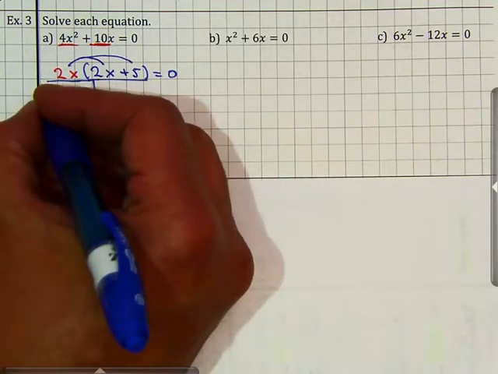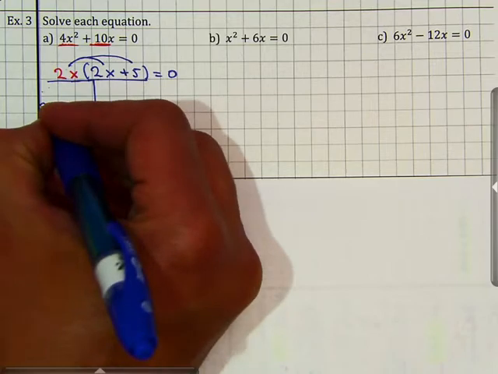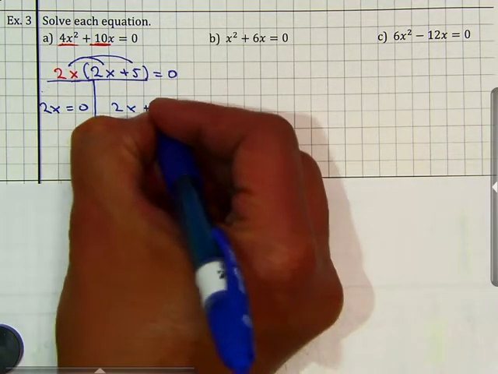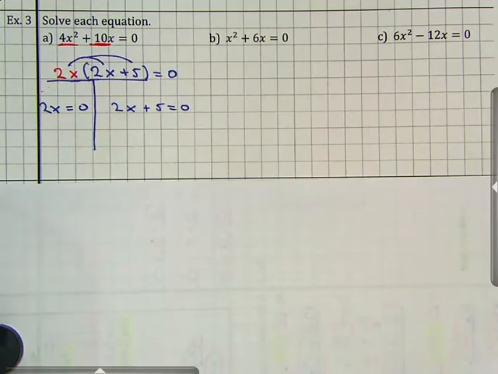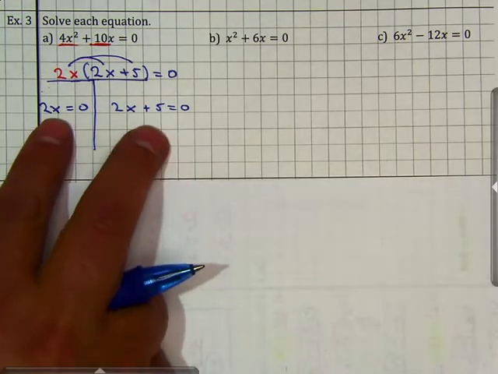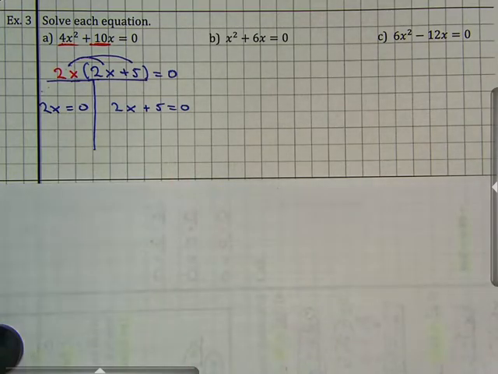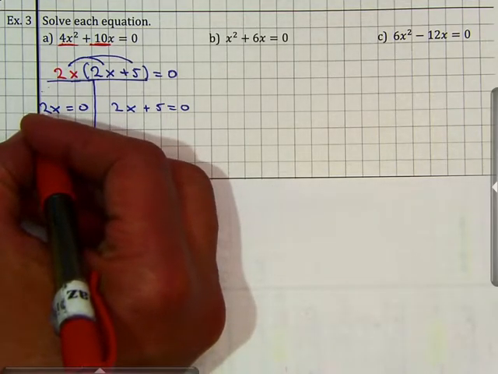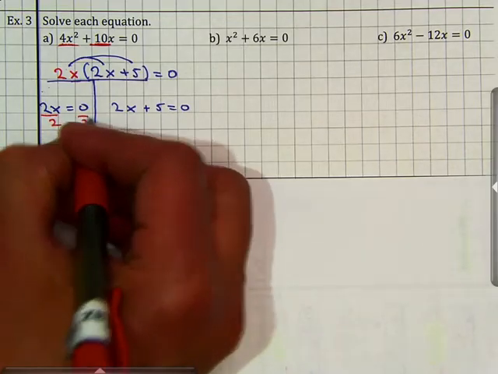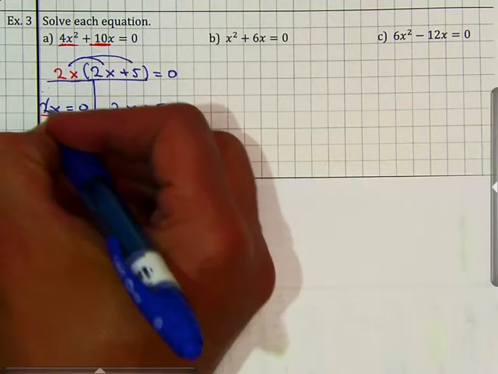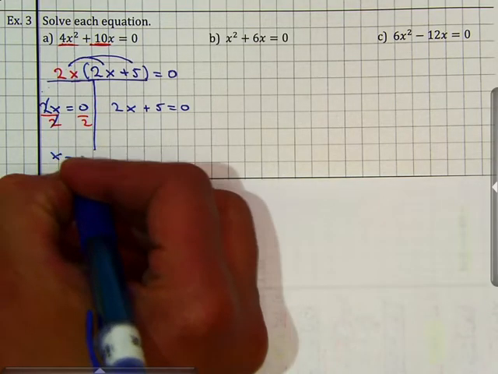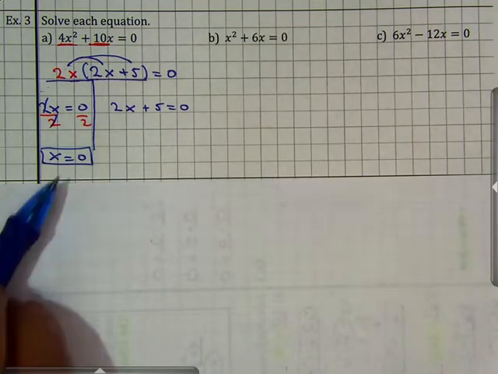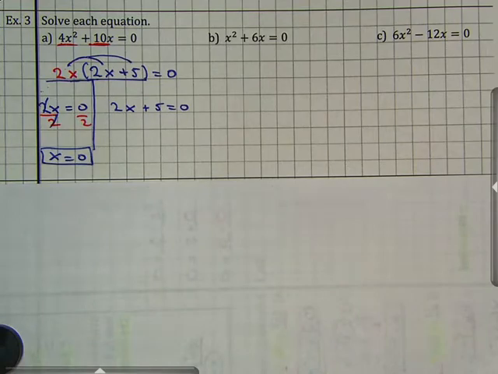So I'll place this 2x equal to 0 and 2x plus 5 equal to 0. And I'm going to solve each of the equations separately. To solve for x, I need to get rid of the 2. The 2 is multiplied, so I'm going to divide by 2 on both sides. My 2's cancel, so therefore x is equal to 0 is one of my solutions. The 0 will make this statement true.